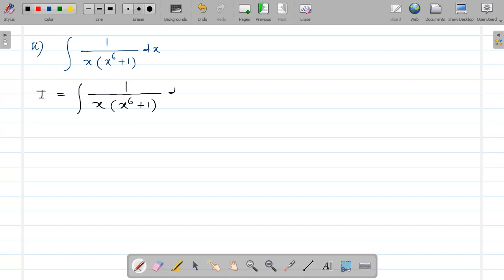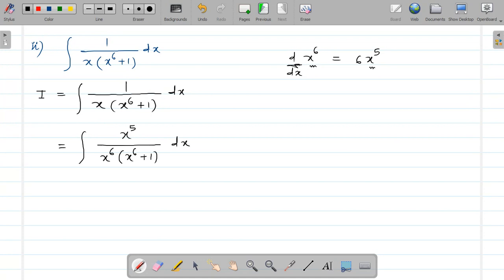Now for x raised to 6 we need x raised to 5 also, because the derivative of x raised to 6, see here, d by dx of x raised to 6 is 6 times x raised to 5. So if there is x raised to 6, then we require x raised to 5 also. So how will you adjust x raised to 5 here? First of all, I will write x raised to 5 divided by x raised to 6 into x raised to 6 plus 1, because we know that x raised to 5 upon x raised to 6 is 1 upon x.